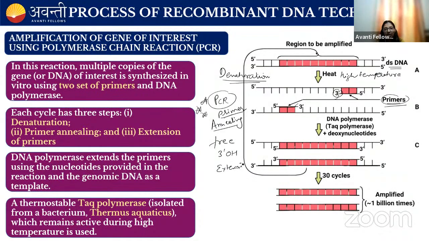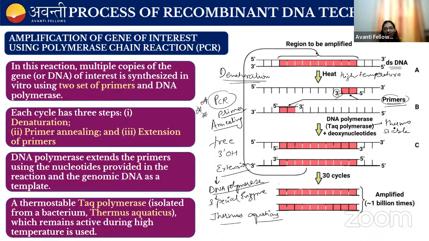For extension, we have to add nucleotides to the primer to form a long chain. For that, we require DNA polymerase, right? But here, a special type of DNA polymerase is present, which is known as Taq polymerase, because this reaction is taking place at a very high temperature. So we require an enzyme which is thermostable. Taq polymerase is a special type of DNA polymerase, and it is thermostable. And this Taq polymerase is isolated from Thermus aquaticus.